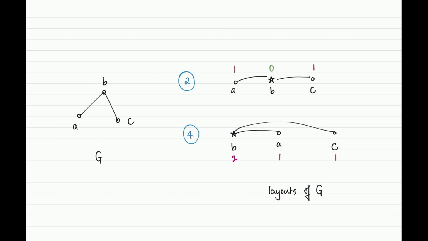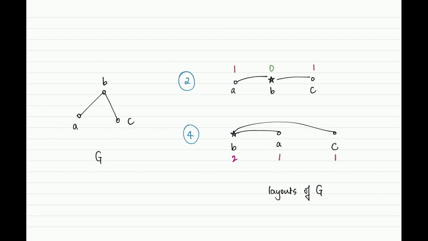On the other hand, if you push the center vertex and put it in a corner, if you put it at one of the ends of the layout, then it's going to suffer an imbalance of 2, and the pendant vertices A and C will anyway have an imbalance of 1. So the total imbalance of this layout is 4, and so between the two, you know which one you want, right?